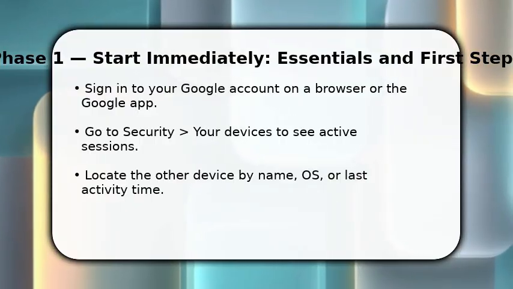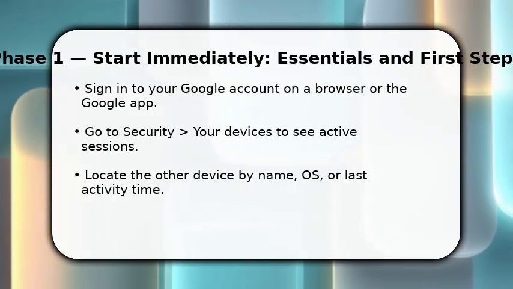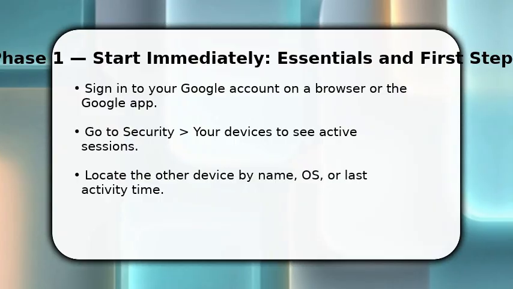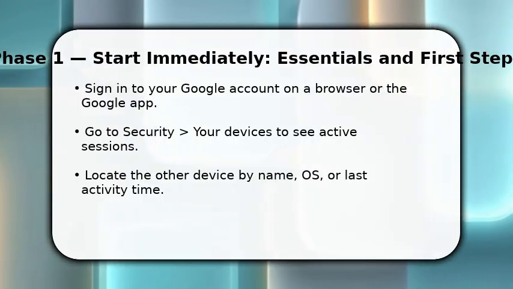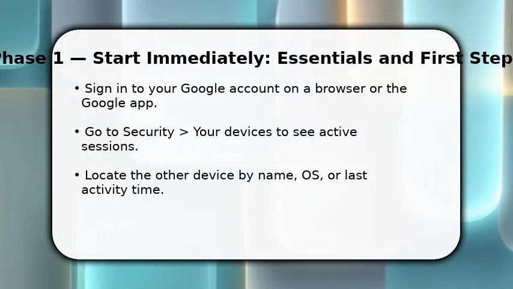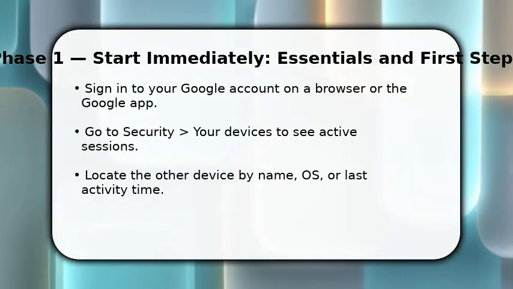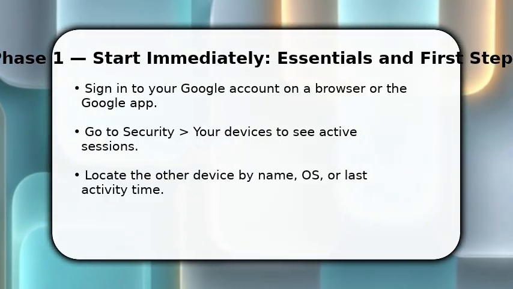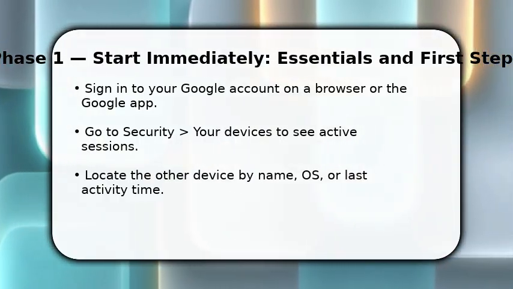You start by opening your Google account security page. Sign in if needed. Once signed in, navigate directly to security and then to your devices so you can see every active session tied to your account. Scan the list to identify the other device using its device name, operating system, or last activity timestamp.